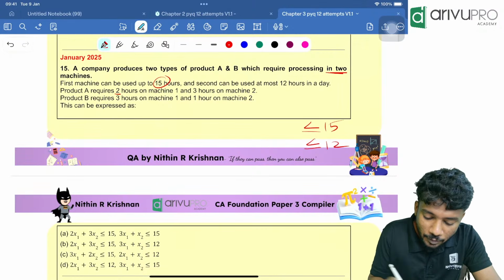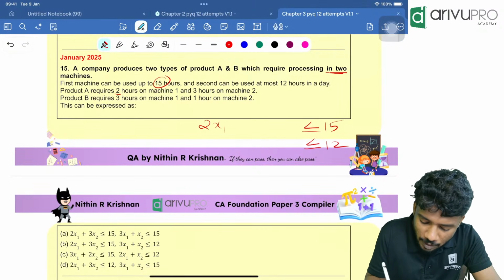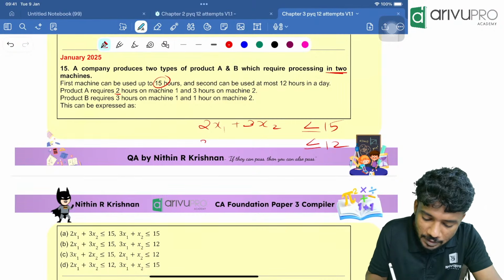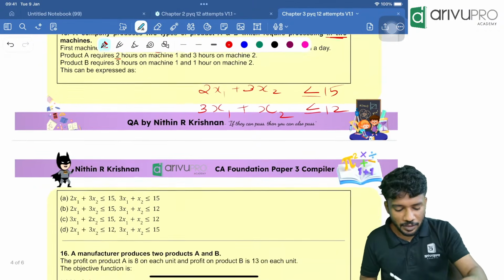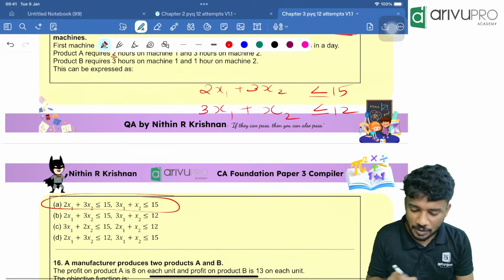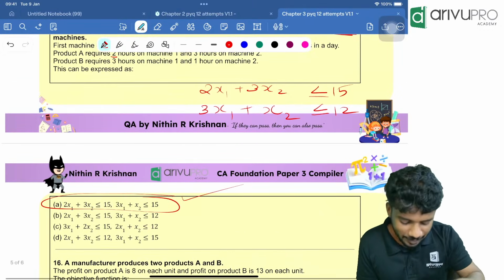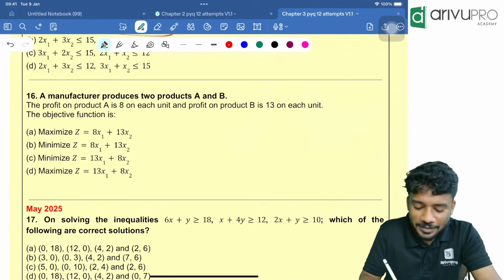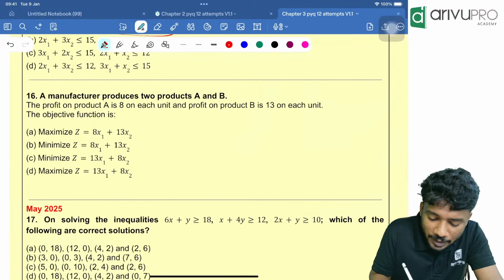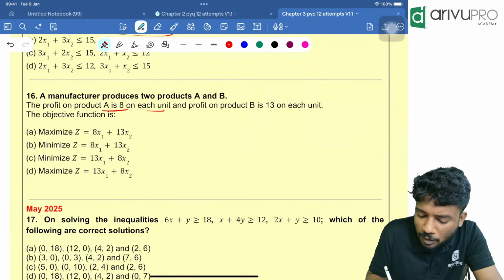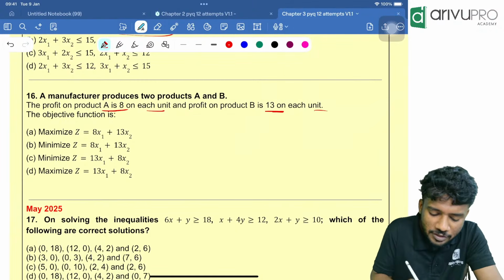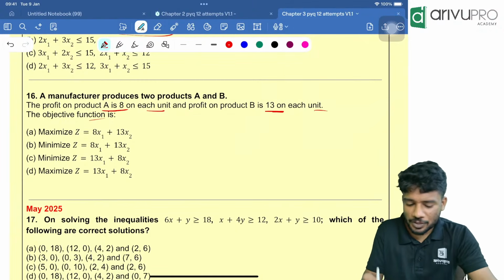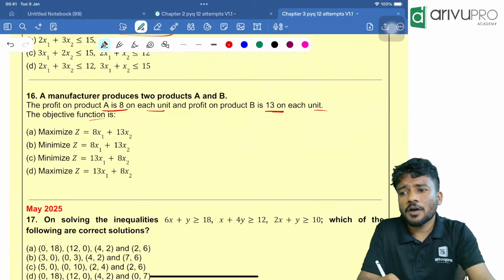Product A requires 2 hours in machine 1 plus 3 hours in machine 2. Then product B requires 3 hours in machine 1 plus 1 hour in machine 2. Looking at that, which option is the right answer? Option A is the right answer. Now 16th question. A manufacturer produces two products A and B. The profit on product A is 8 on each unit and the profit on product B is 13 on each unit. The objective function is, what is the question? People, if you start a business, what is your aim?